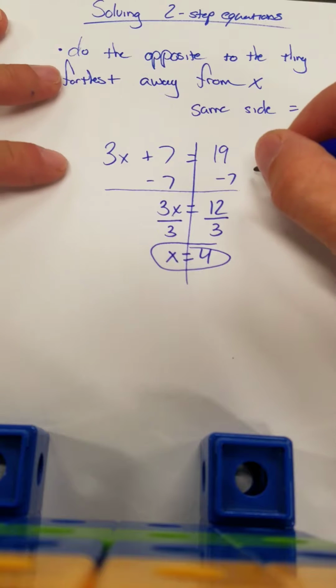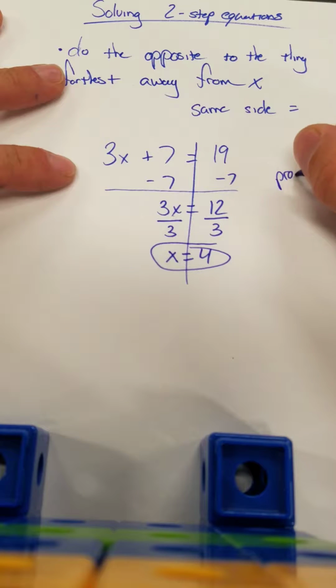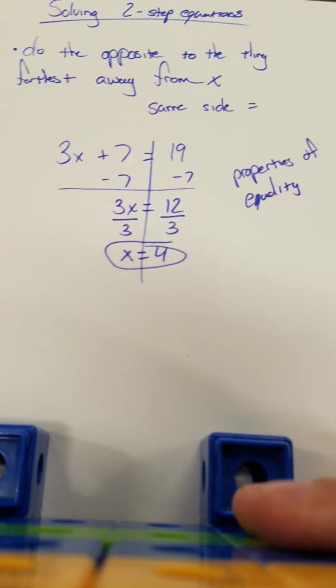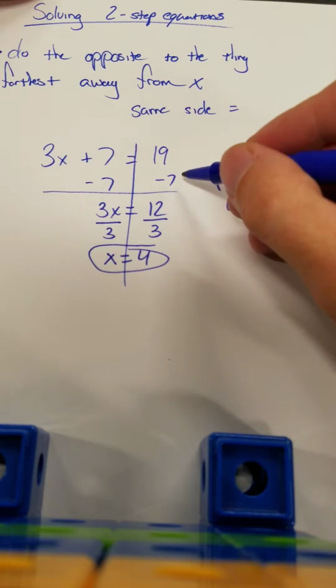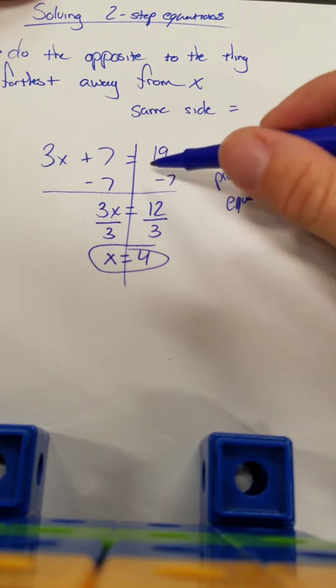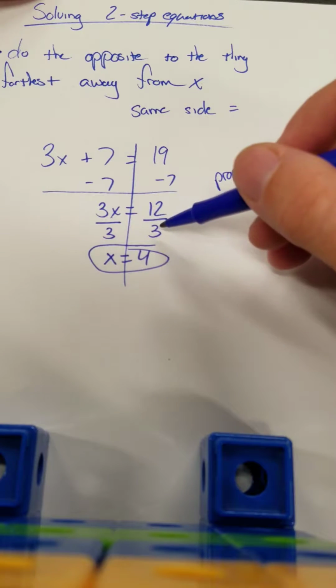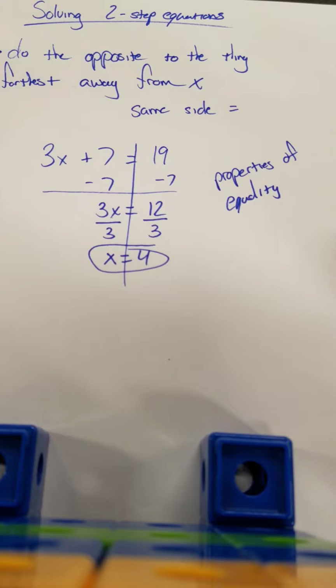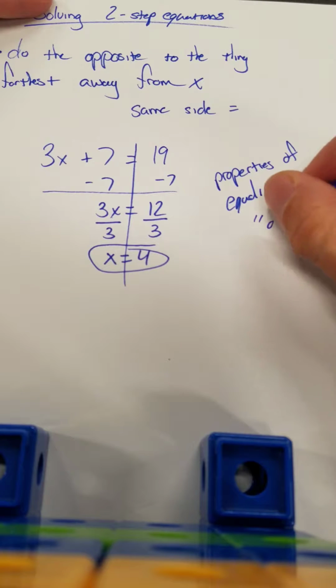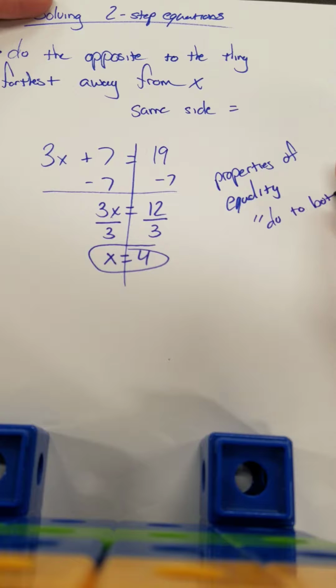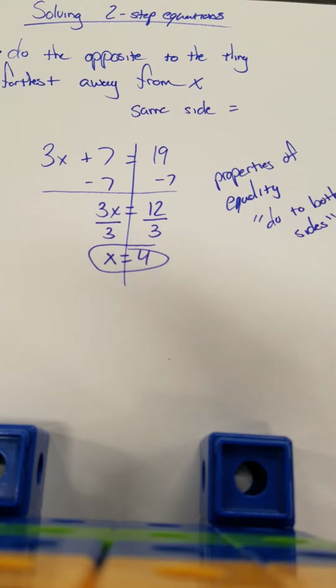Just some quick things. Properties of equality. I'm pretty sure you can't see that. Nope, you can't. This is the subtraction property of equality because we do it to both sides of the equation. This is the division property of equality. So property of equality simply means we do it to both sides. That way the thing stays equal and we're really not changing anything.